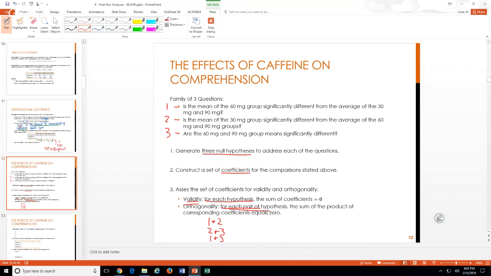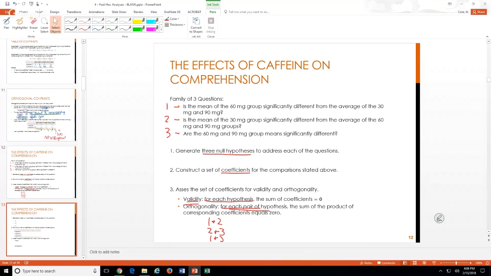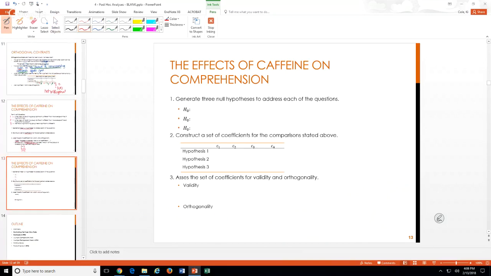So do this with your neighbor. And like I said, if you don't get the exact same coefficient values, as long as they're the same proportionally, that's okay. You can use the next slide also as a guide as you are working through this.